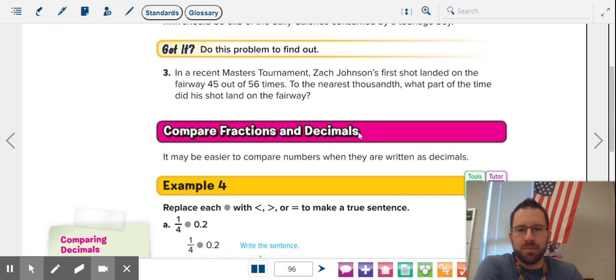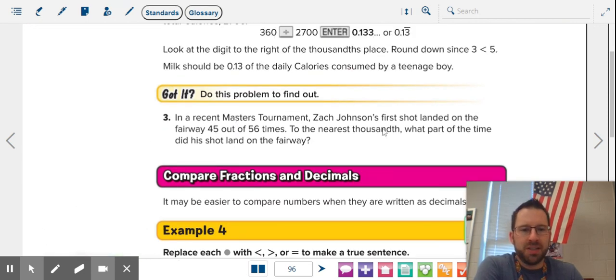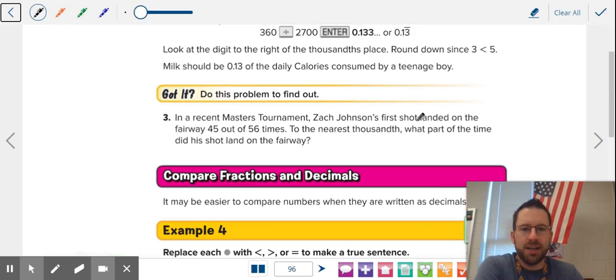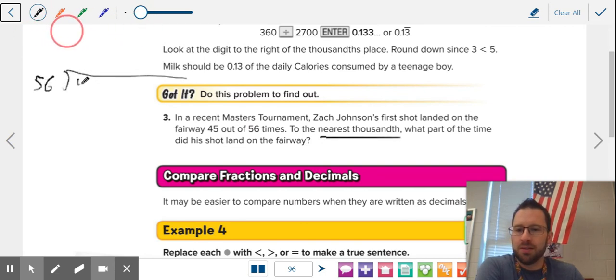All right. In a recent Masters tournament, Zach Johnson's first shot landed on the fairway 45 out of 56 times. Round to the nearest thousandth. Okay, notice they're asking us to round. So that means we need to at least get to the 10,000th place. What part of the time did his shot land on the fairway? So 45 out of 56 means that 56 is the divisor. 45 is the dividend. Okay, boom.